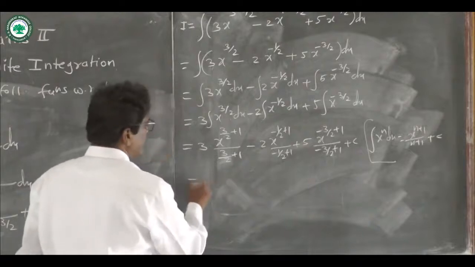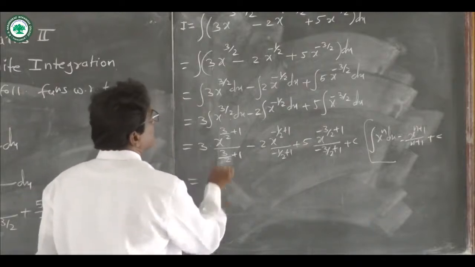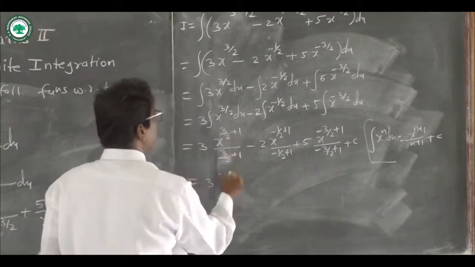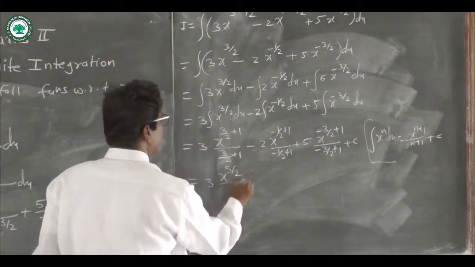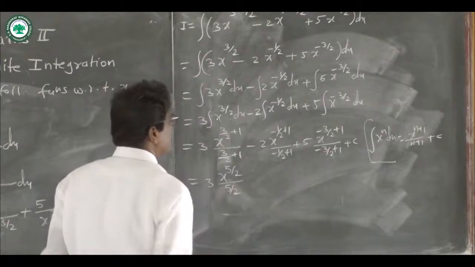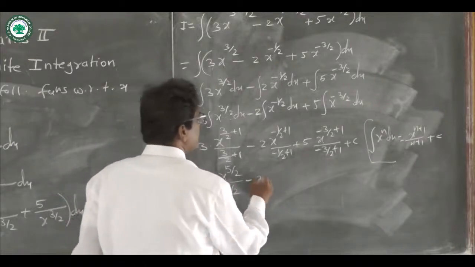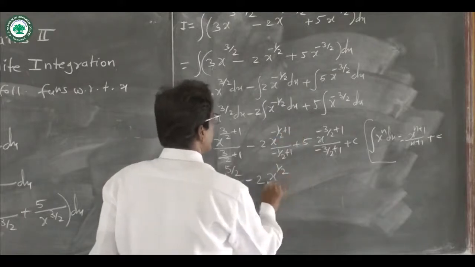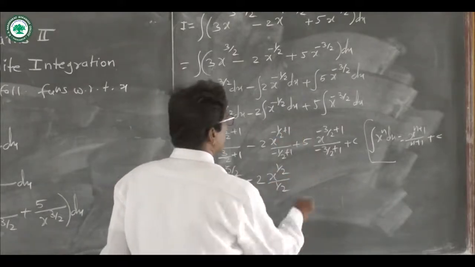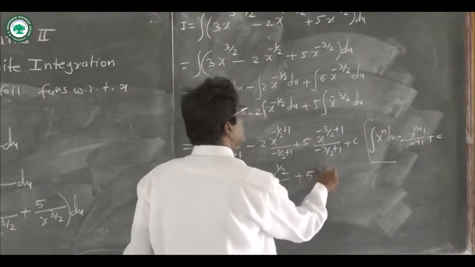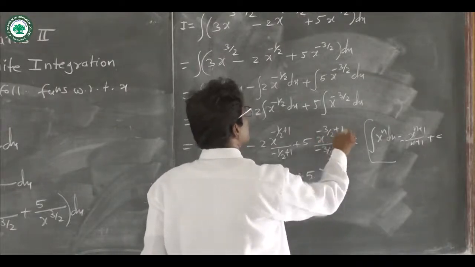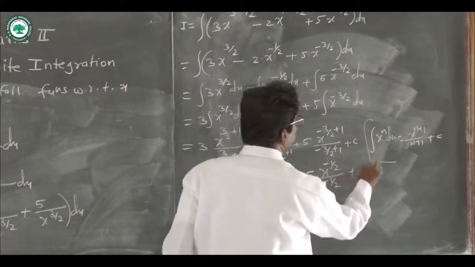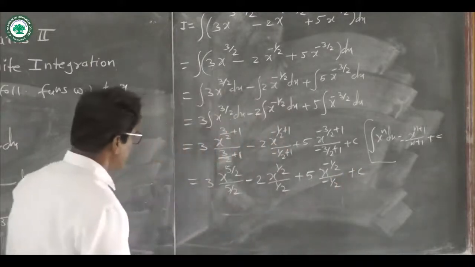Now we get here 3 into x to the power 3 plus 2 into 1, that is 2, 3 plus 2, 5 by 2, so 5 by 2 divided by the same number, 5 by 2, minus 2 x to the power minus 1/2 plus 1, 1/2, divided by 1/2, plus 5 x to the power minus 3 plus 2, that is minus 1/2, divided by the same number, minus 1/2, plus the constant of integration.